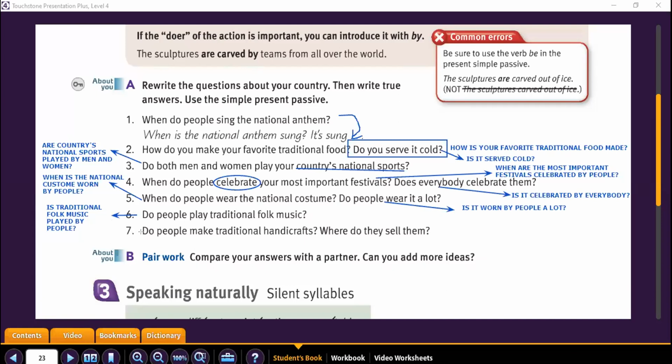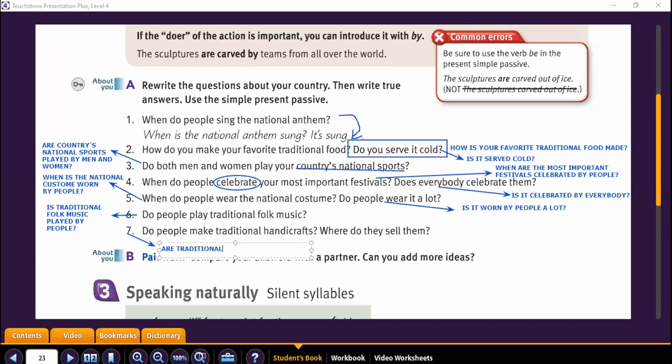Vamos a transformar la número 7. ¿Cómo nos quedaría? Do people make traditional handicrafts? Is traditional handicraft, ojo, made? No, are teacher, perdón. Oh, exacto. Are. Muy bien. A ver. Traditional handicraft made?